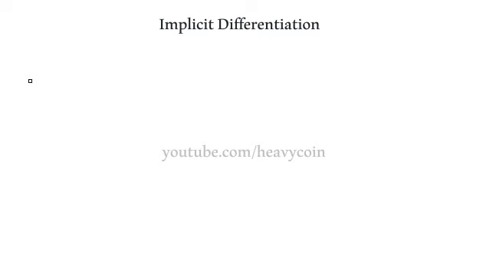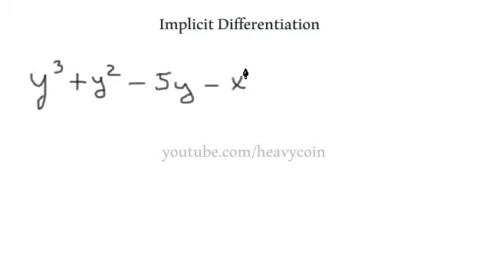Alright, this time we'll work a little bit longer one. Let's say, for example, we had y cubed plus y squared minus 5y minus x squared is equal to negative 4, and we want to find dy over dx. Okay, I want to find out what the heck that is.